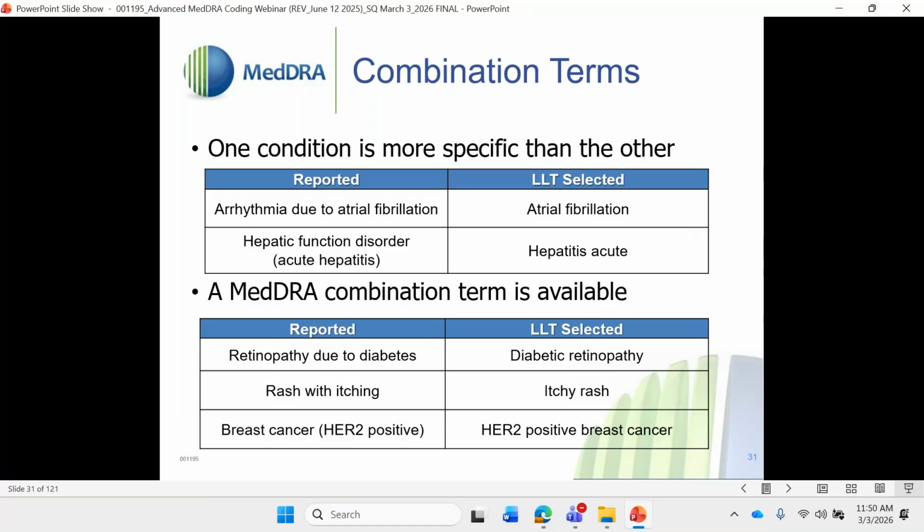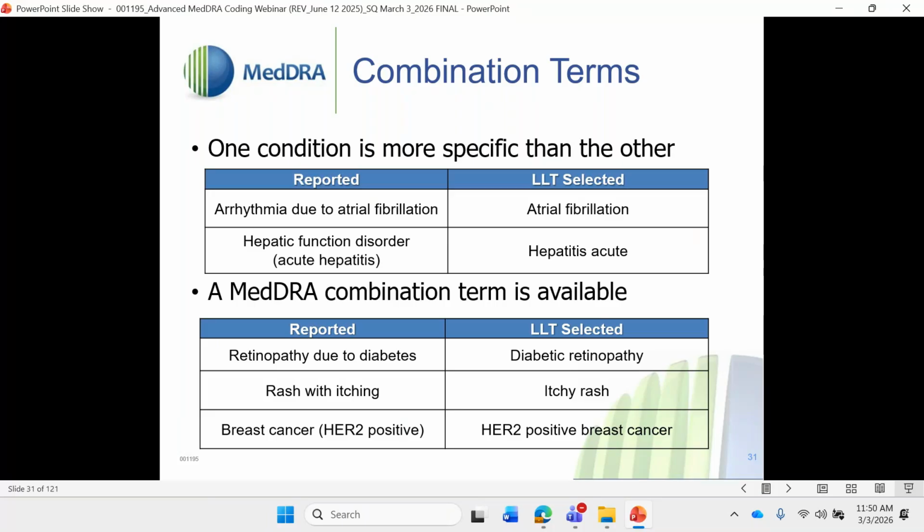Okay, and the second one, similarly, it's a rash with itching. Some of you will say, well, I have to report both. I don't want to lose information. Let me just code rash, and separately, let me code itching. But the prudent thing would be to look for a term, hopefully that has both things in one term, and we do have such, itchy rash. Right? So don't unnecessarily do two codes when you can find a term that has both things in one concept term.